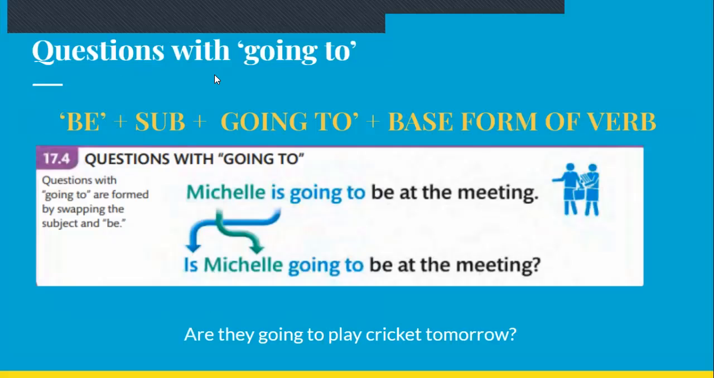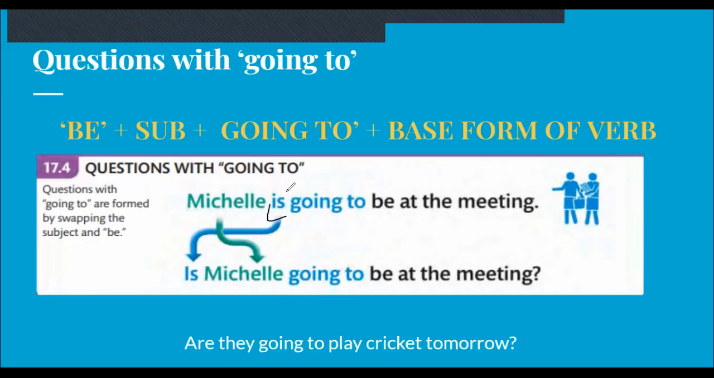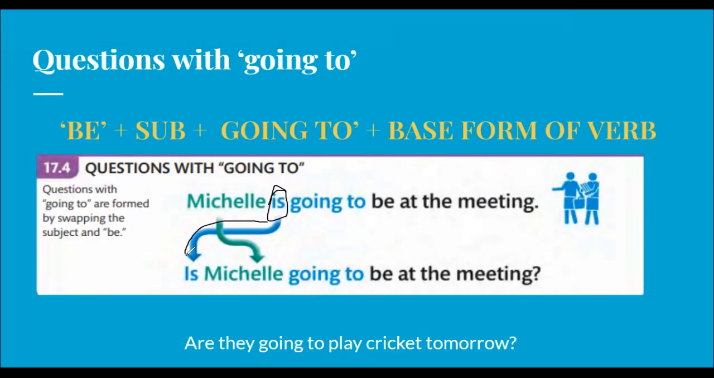Questions with going to. Again, very simple. You simply change the position of the be form, am, is, or are, and the subject. So, Michelle is going to be at the meeting. You simply take the be form, is, and put it first, and shift Michelle after it. Is Michelle going to, the auxiliary verb going to, and the rest of the sentence, be at the meeting.